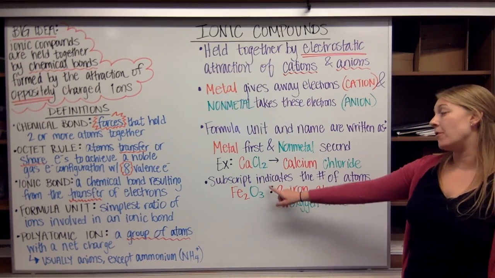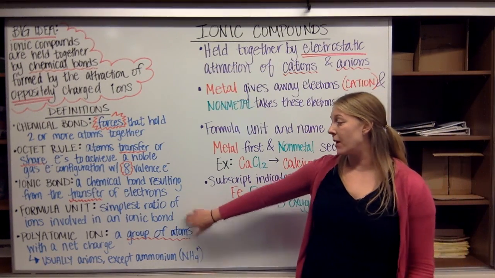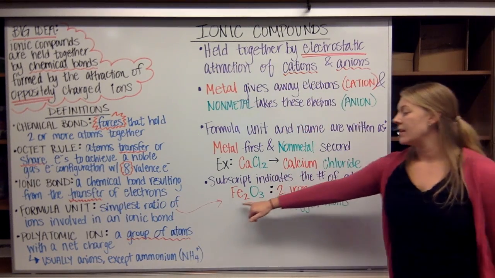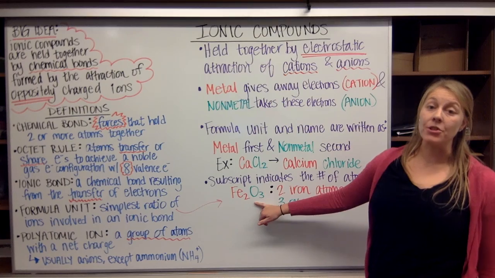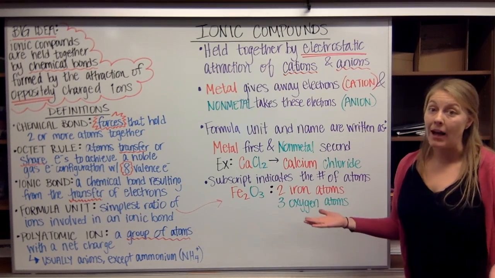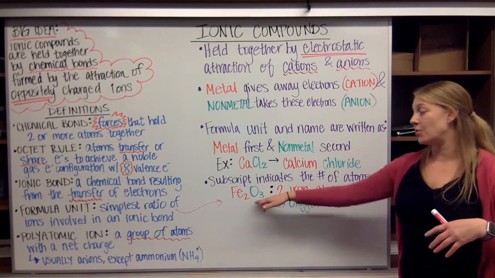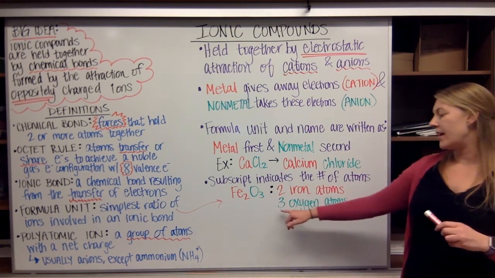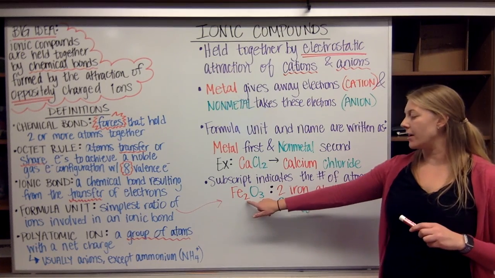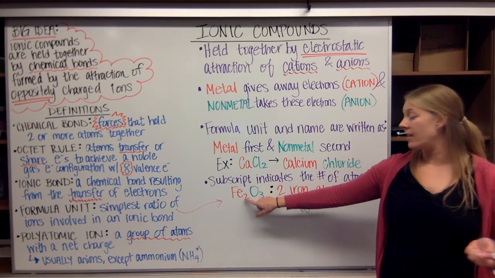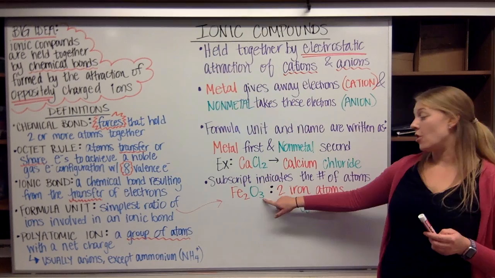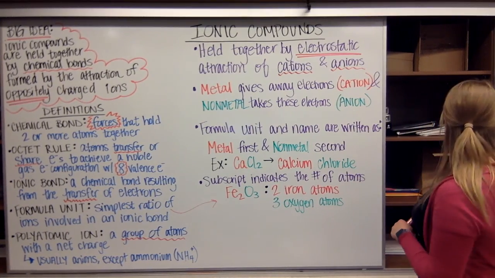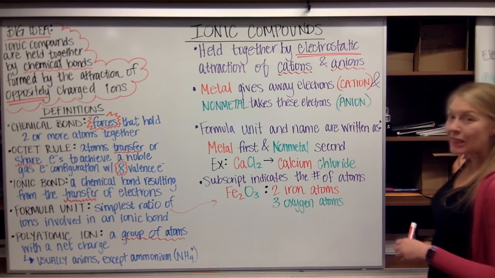And then here's the example of the formula unit that I was going to show you, the simplest ratio of ions involved in an ionic bond. Fe2O3, you can't simplify 2 and 3 anymore. You can simplify 4 and 6, right, but not 2 and 3. So the simplest ratio, 2 iron atoms and 3 oxygen atoms. That subscript indicates how many of each atom there is. Fe2 means 2 iron. O3 means 3 oxygen. Pretty simple enough, hopefully.